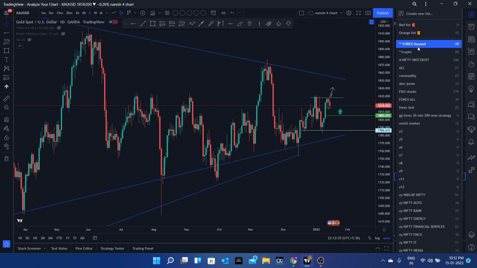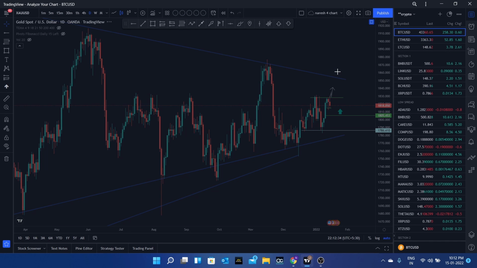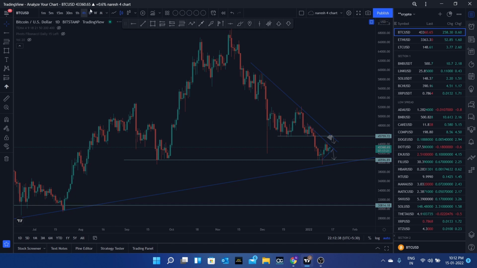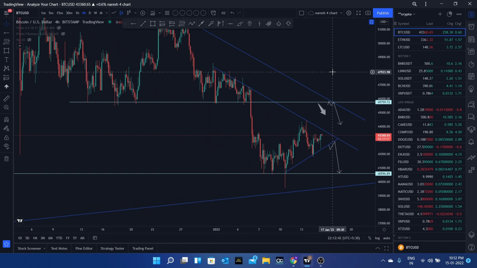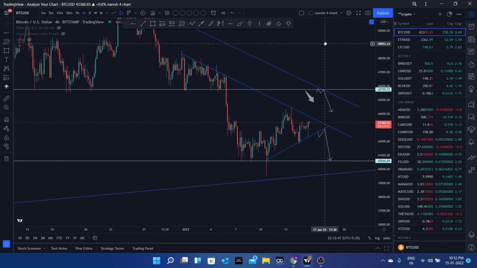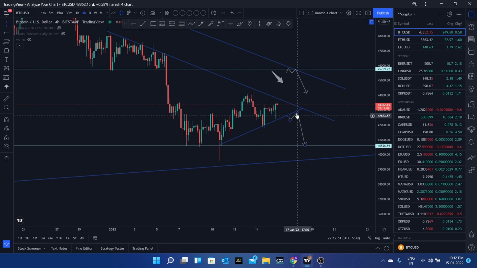metal, guys, and we will go for crypto. BTC USD, Bitcoin, would be our first crypto, and the crypto is in a very good downtrend, and you should always try to go with the trend, and I'm looking for short entry, guys.